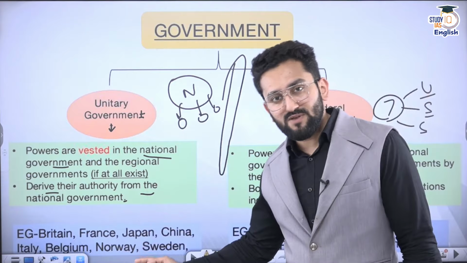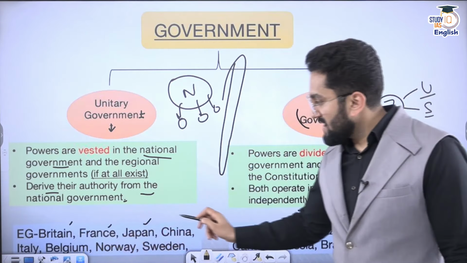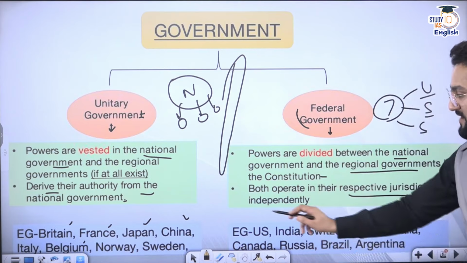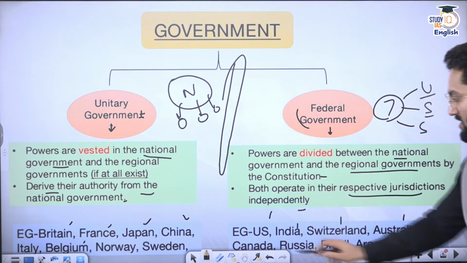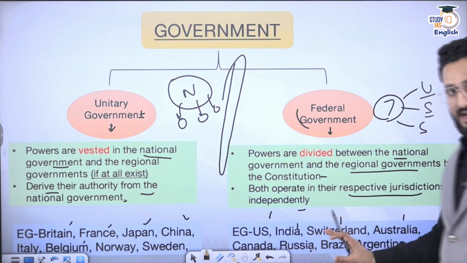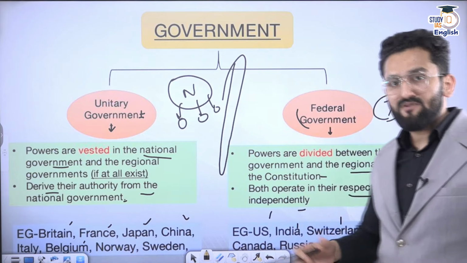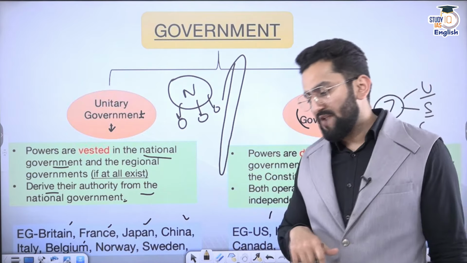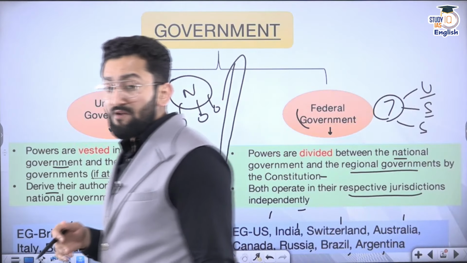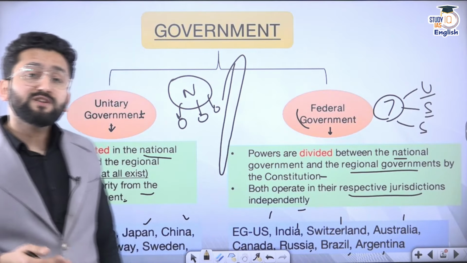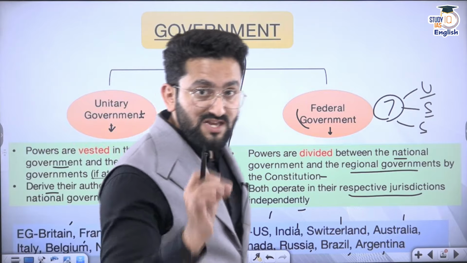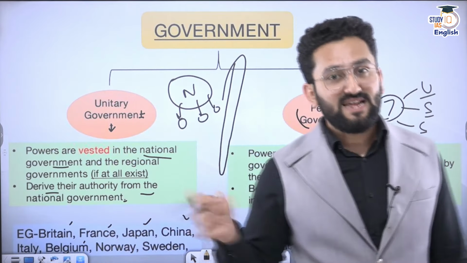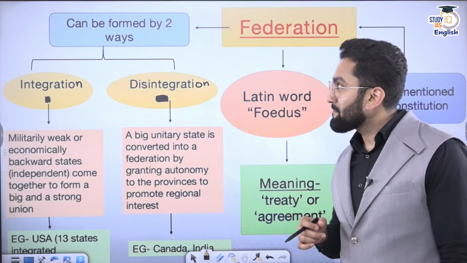So we have some examples of unitary: Britain, France, Japan, China, Italy, Belgium, Norway, Sweden. In the case of federal government, we have US, India, Switzerland, Australia, Canada, Russia, Brazil, Argentina, right? So moreover, we have a federal government model, but we are not idealistic. And when I say idealistically, for that you need to understand the model adopted by the world's first established federation, and that was USA, the United States of America.